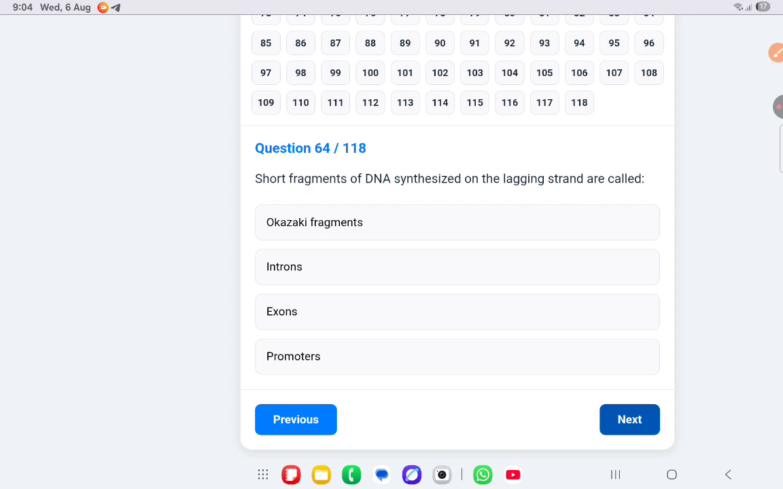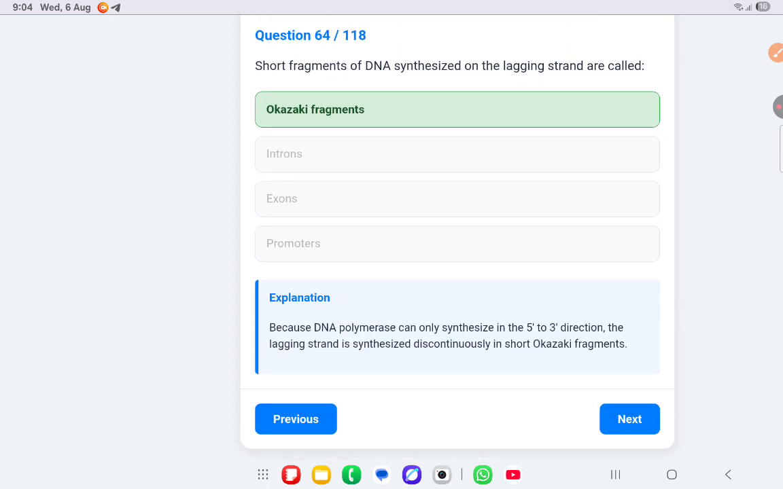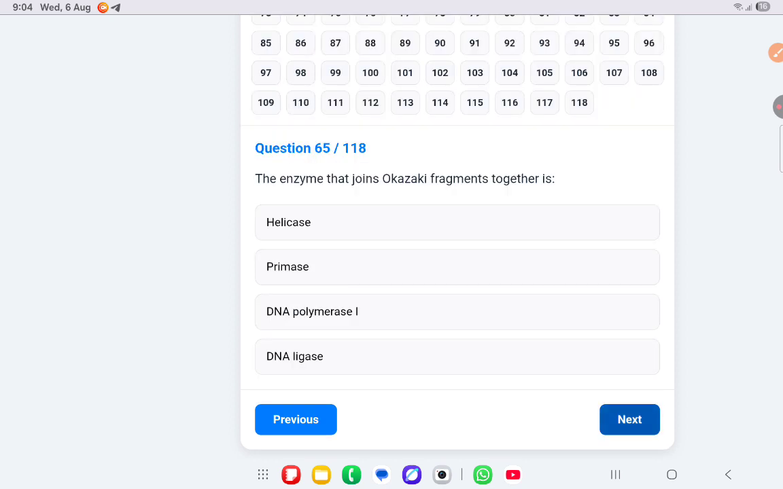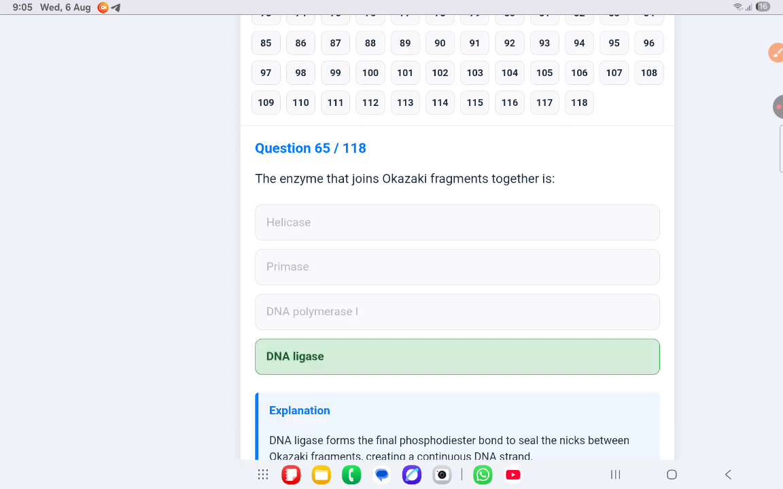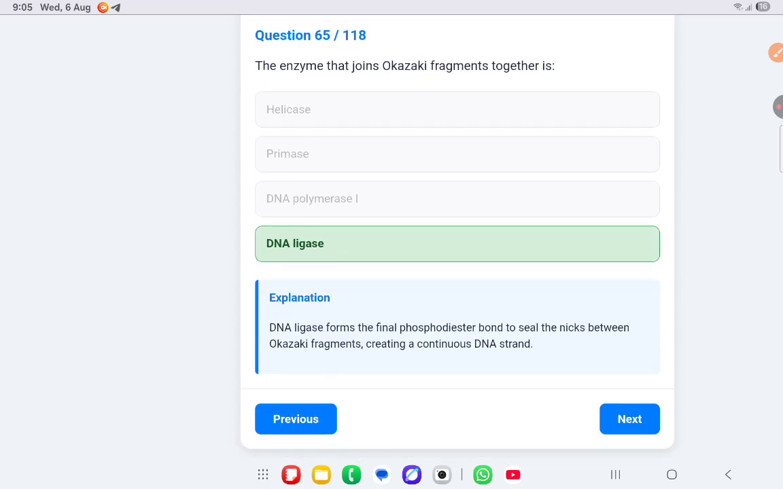Next, short fragments of DNA synthesized on the lagging strand are called Okazaki fragments. Next, the enzyme that joins Okazaki fragments together is DNA ligase. क्या होते हैं वो? DNA ligase forms the final phosphodiester bond to seal the nicks between Okazaki fragments, creating a continuous DNA strand.